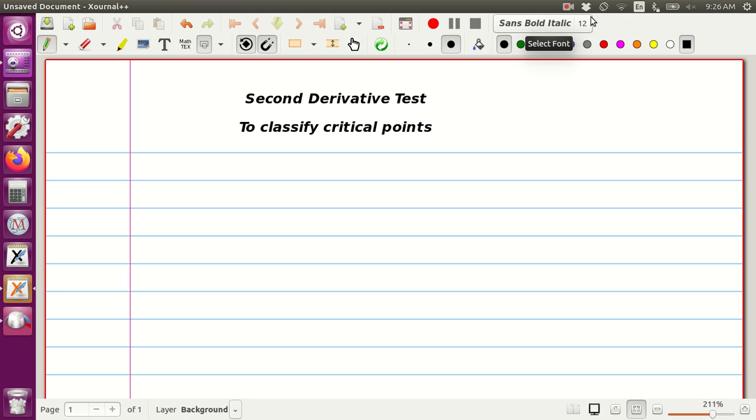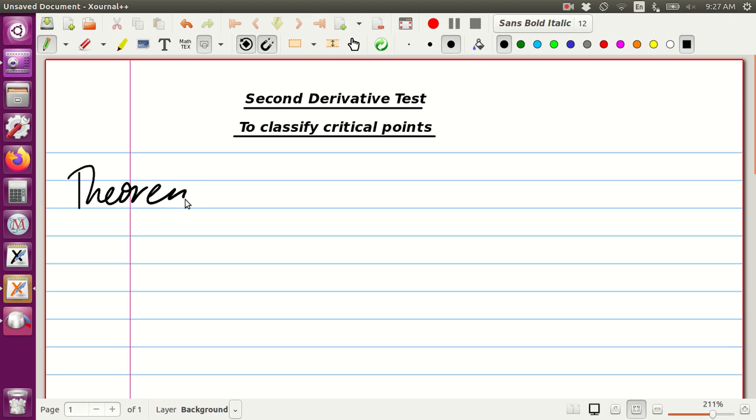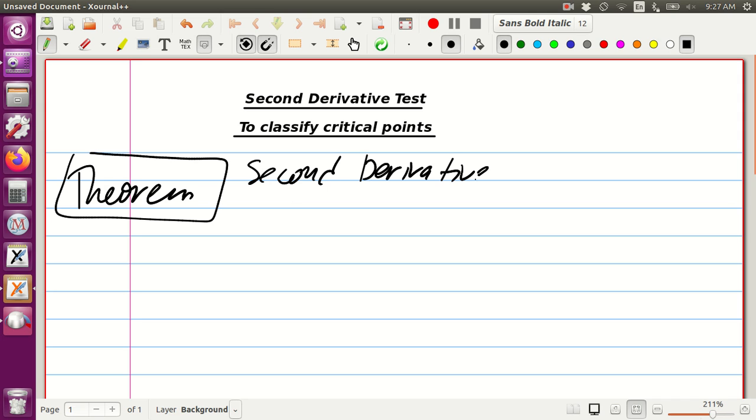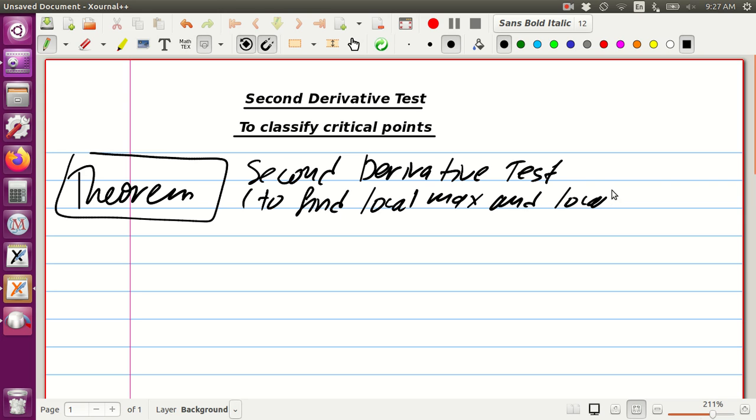Today is March 24th, and in this lecture we're going to talk about the second derivative test, and this is a test to classify critical points. So that's our first rule for today, and this theorem tells us the following. So it's a second derivative test, and to find local max and local min.